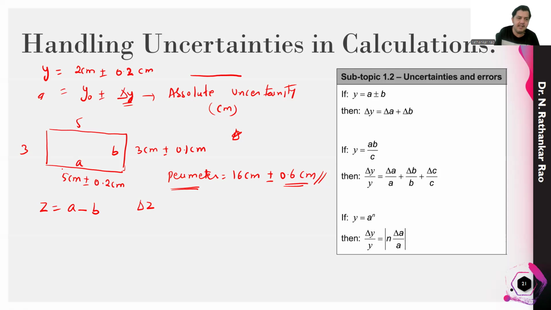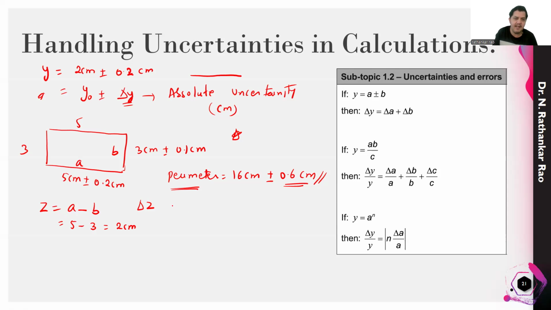So what is it now? What is a? A is nothing but 5 centimeter. B is nothing but 3 centimeter. So the answer should be 5 minus 3, which should be equal to 2 centimeter. See, I have not asked for the perimeter here. You need not add, subtract everything. I just asked a minus b. Okay, so this is nothing but 2 centimeter.